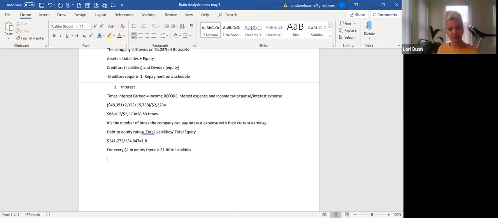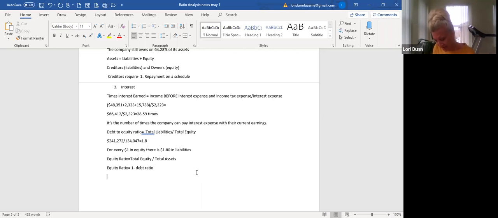The final, any questions? All right. The final ratio in solvency measures just equity, the equity ratio. Here we're taking total equity divided by total assets. There's another way you can get the equity ratio: take 1 minus the debt ratio. It would give you the same answer, and I'll show you that. Here we're looking at what percentage of our assets are financed with equity.